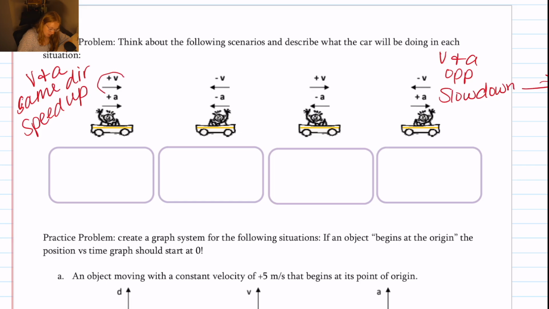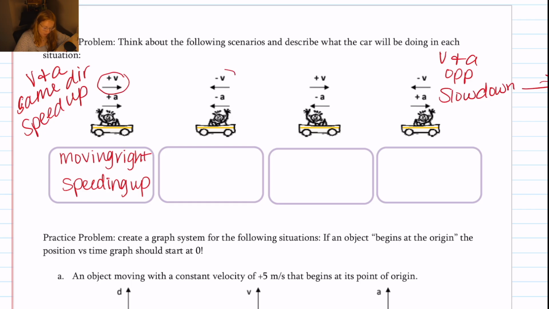I'm going to focus on the velocity because that will tell me what direction I'm moving. So this guy, he's moving right because it's positive. And then the acceleration will tell me if he's speeding up or slowing down. So since it's pointing in the same direction as velocity, that means he's speeding up. It's not because it's positive, it's because they're pointing the same way.